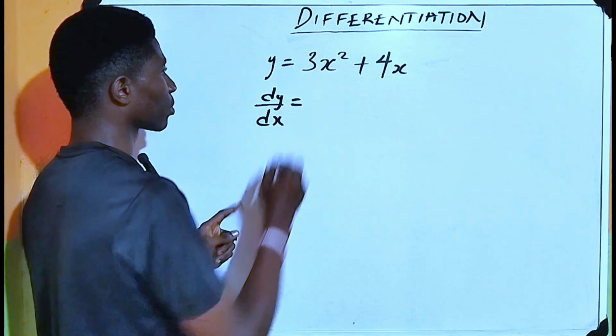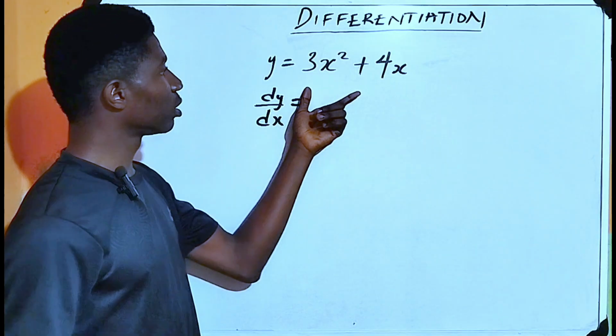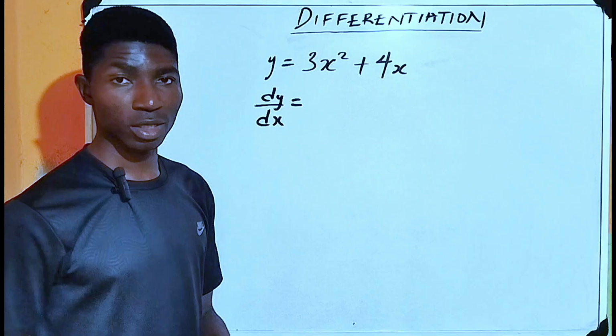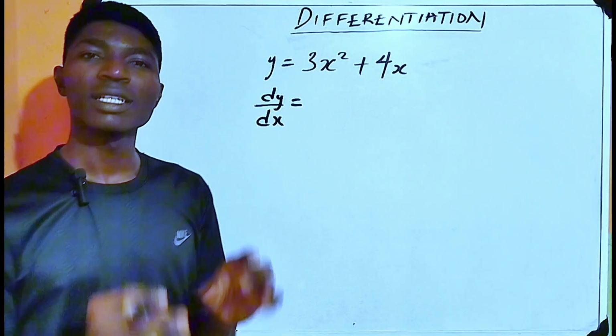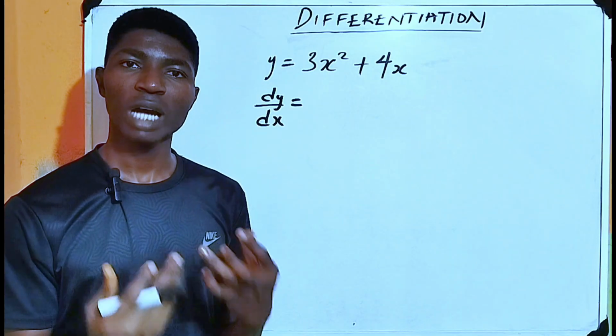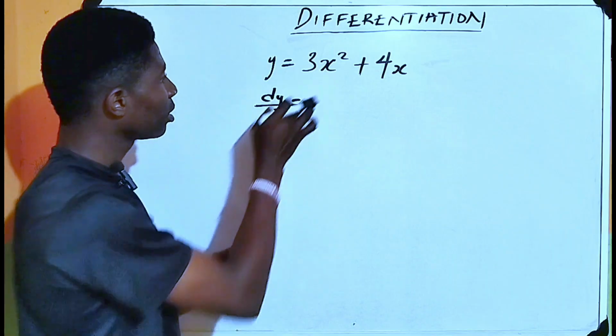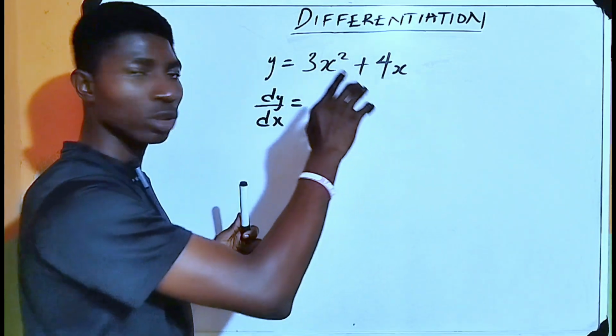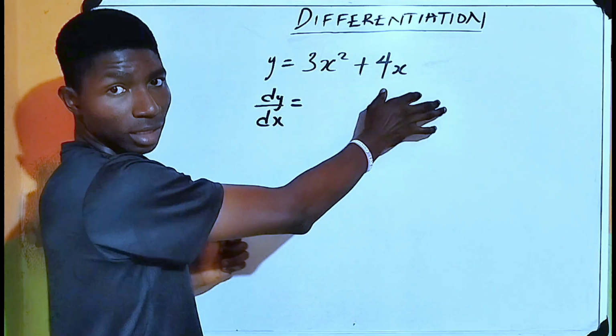Now, I'm going to differentiate this expression 3x squared plus 4x. I'm going to differentiate it term-wise. What do I mean by term-wise? This is a term. This is also a term. So we're going to differentiate this term first, then this term.